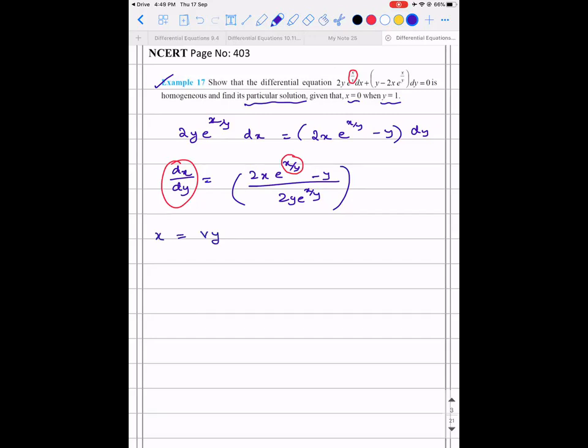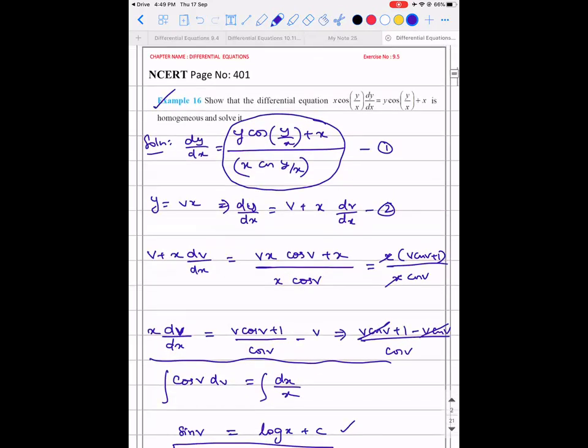See, the steps are the same. Only thing is whether you're going to write y = vx or x = vy. If I write x = vy, then on differentiating with respect to y. So when you write x = vy, on differentiating with respect to y. See, try to understand. When we wrote y = vx, you differentiated with respect to x.